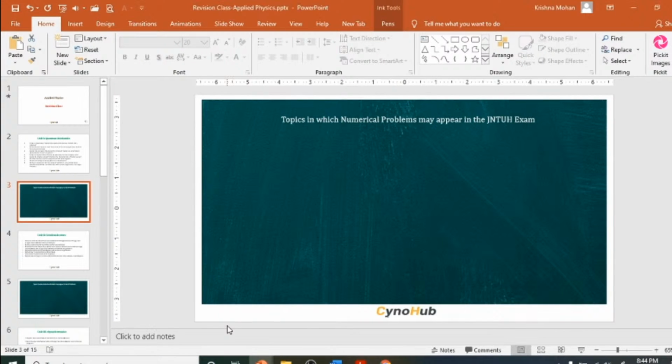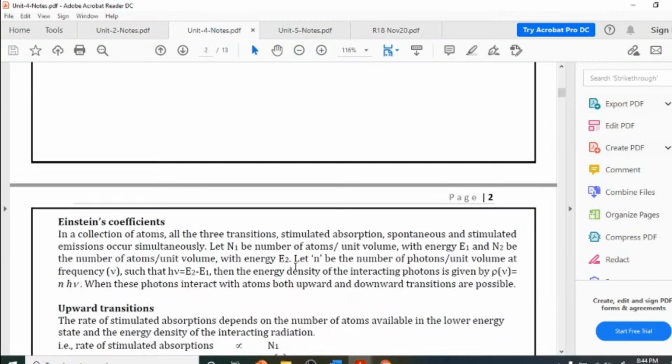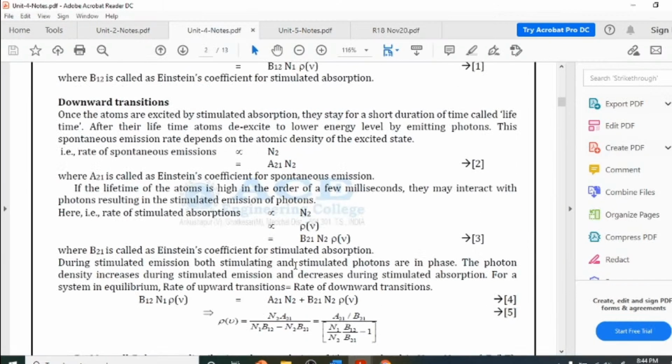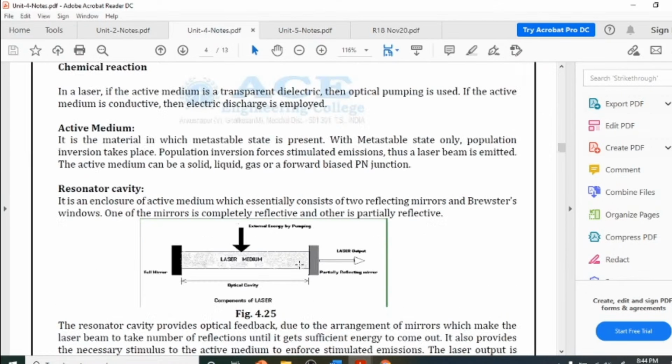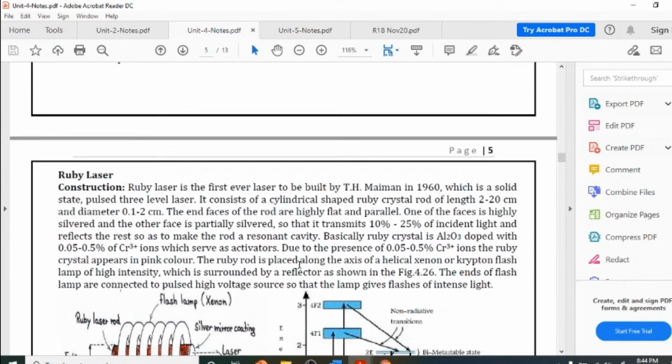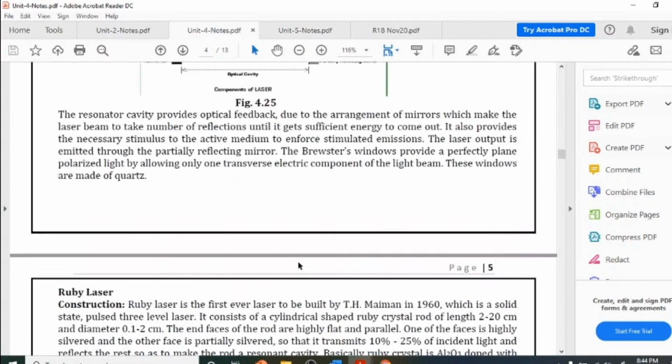And what are the concepts that we have to study in unit 4? In unit 4, you have to study all 3 lasers apart from Einstein coefficients. What are the lasers that we have? We have ruby laser, which is quite regularly asked. What is ruby laser? Ruby rod would be there, and you need to understand the components of laser here.